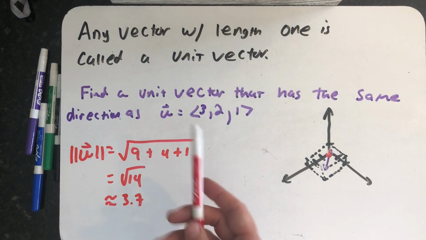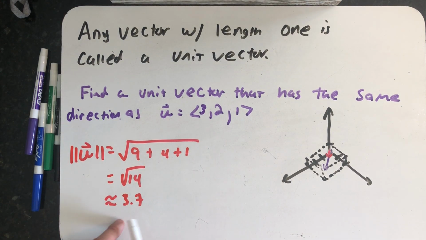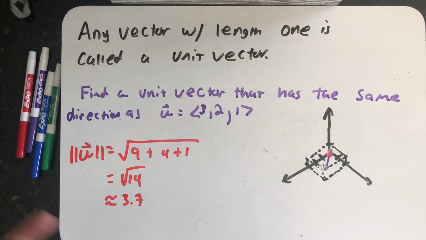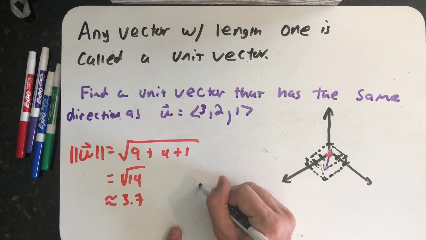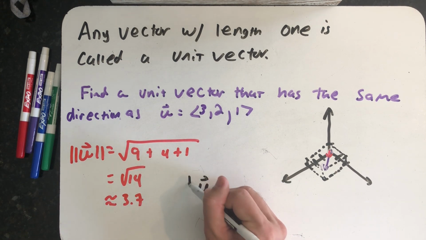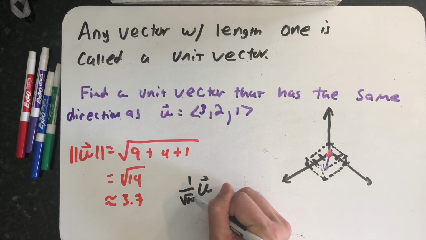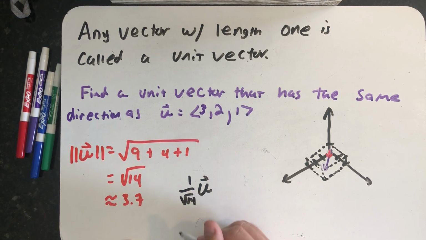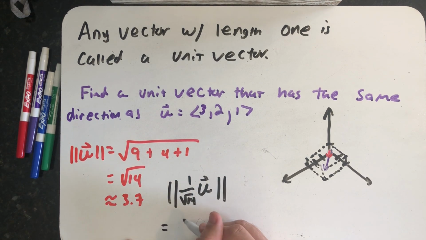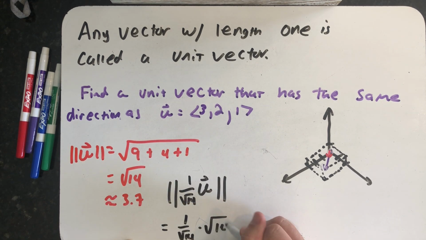All right, so I have to figure out a way to take this vector and change its length from 3.7, or square root of 14, down to just 1. And then I remember, that's what scalar multiplication does. So I need to make my vector shorter. I can take my vector u and imagine multiplying it by 1 over root 14, because we know the magnitude of a vector times a scalar is the absolute value of the scalar times the magnitude of the vector.